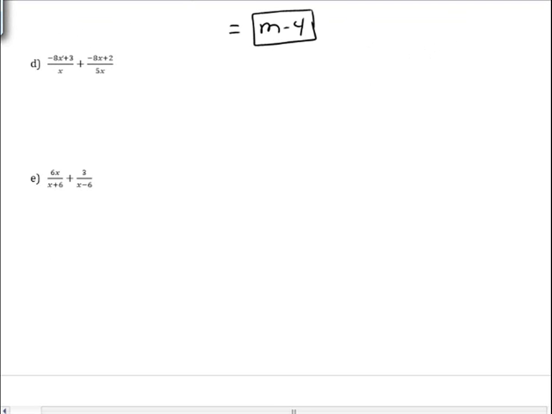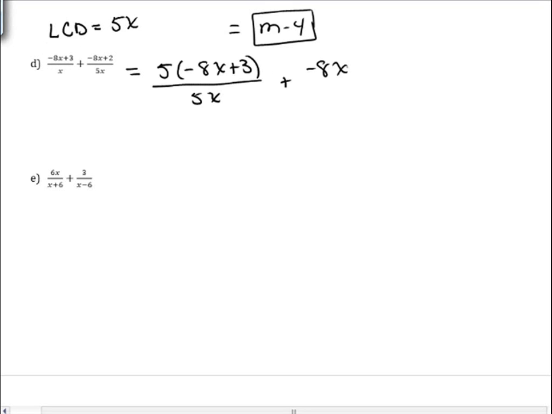Example D, negative 8x plus 3 over x plus negative 8x plus 2 over 5x. This one, the denominators are different, so we'll need to find the least common denominator, or the LCD. And the LCD for this one is going to be this 5x. So what I would need to do to the first fraction to get the 5x in the denominator is multiply by 5. So we're going to multiply the numerator of our fraction by 5. And also the denominator by 5. We already have the lowest common denominator in the second fraction, so we don't need to do anything to it.